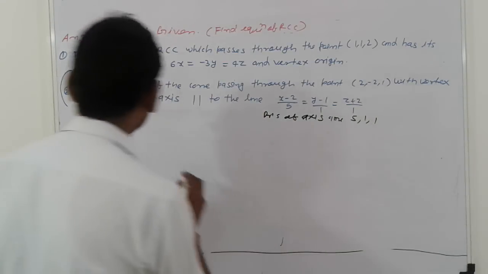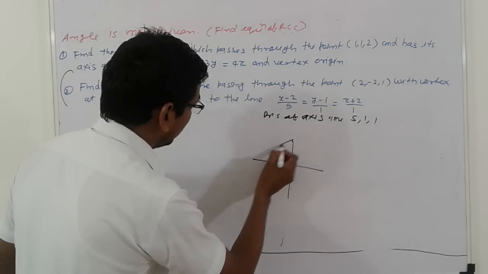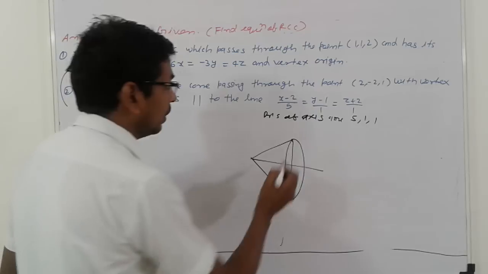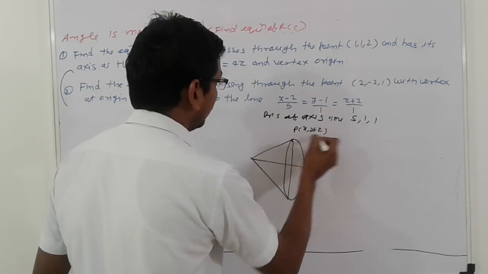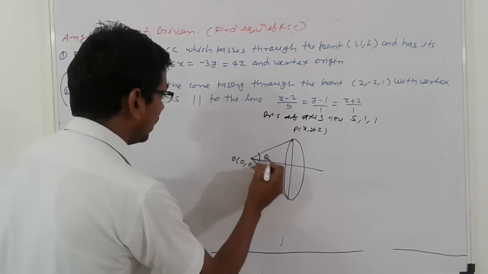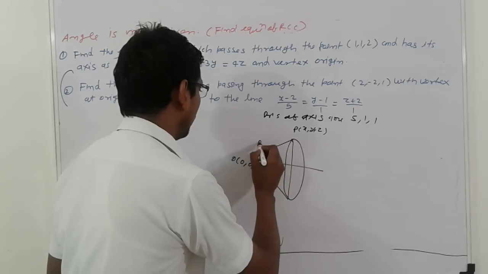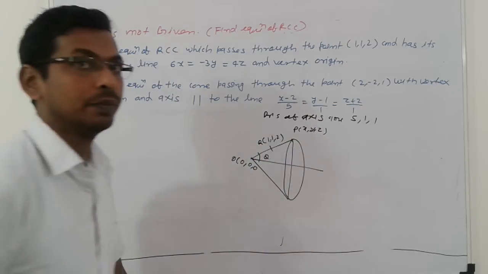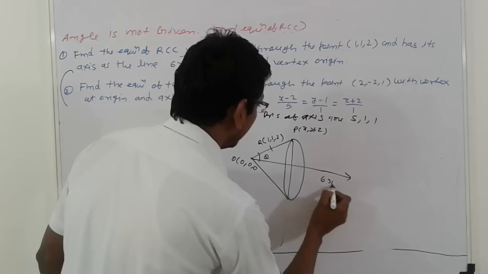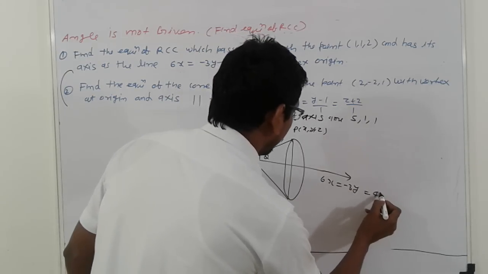So first we will draw the figures. Again here P(x, y, z) कोई points है on the generators. Vertex coordinate is already given (0, 0, 0). Here is angle theta and which is passes. Generator passes through the (1, 1, 2) is given already. O, P, Q suppose (1, 1, 2). And equation of axis. Equation of axis is given. What is this? 6x equal to minus 3y equal to 4z.